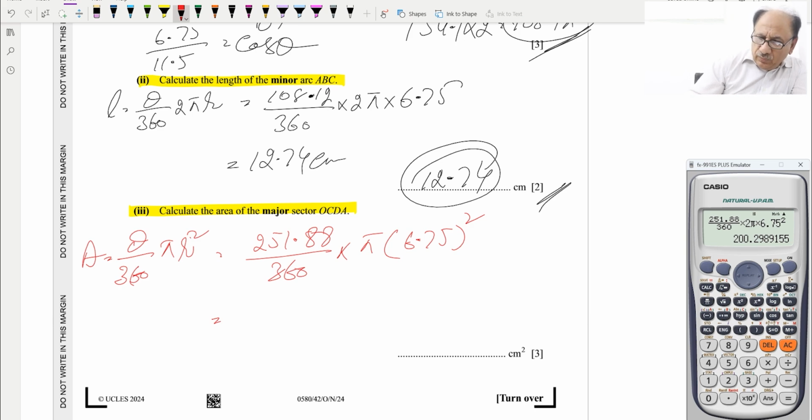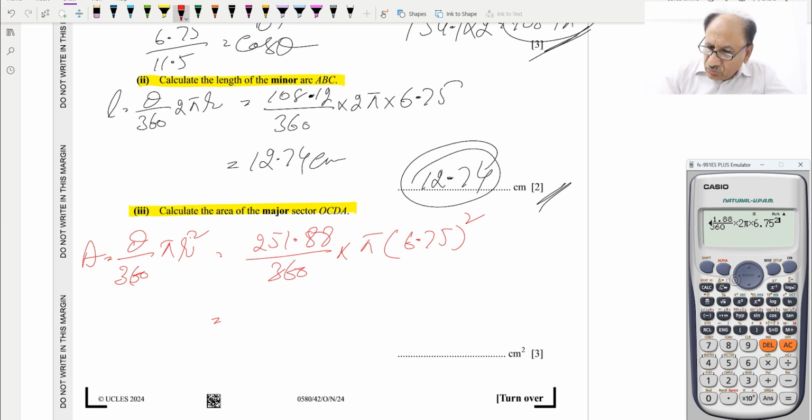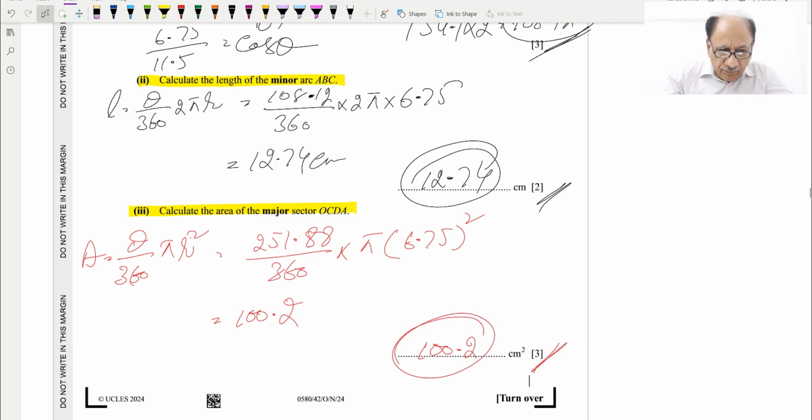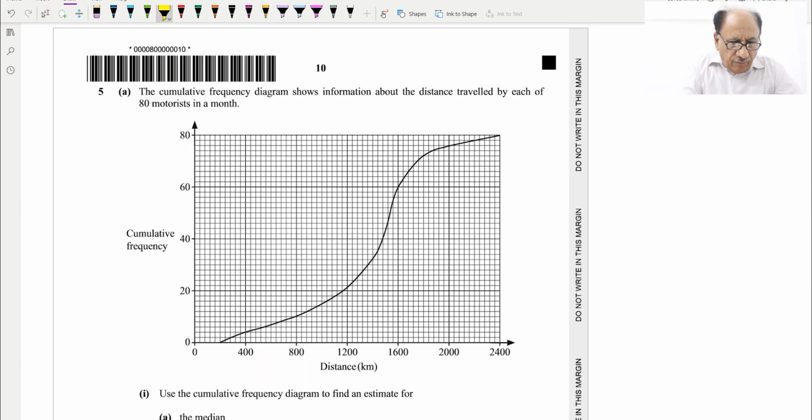It's not 2 pi, it's basically pi r square, so we need to rectify this. This will be equal to 100.149, so 100.15 or 100.2. So we will be writing 100.2 here, so 100.2 will be our area, centimeter square. Hopefully you understand this.